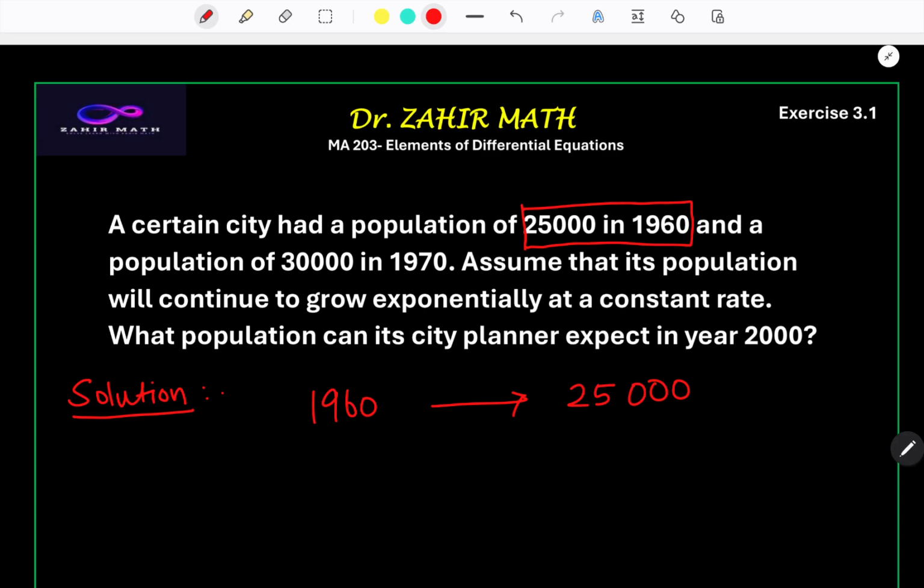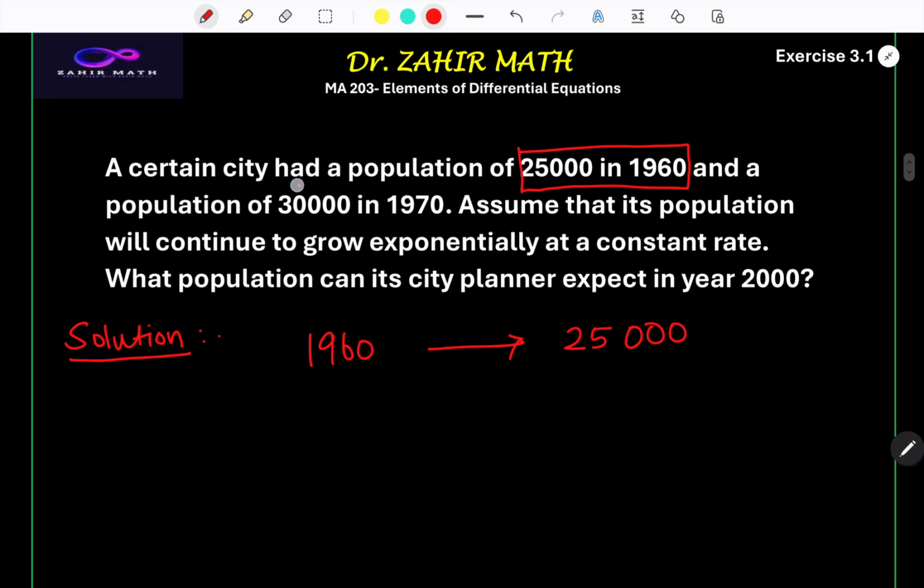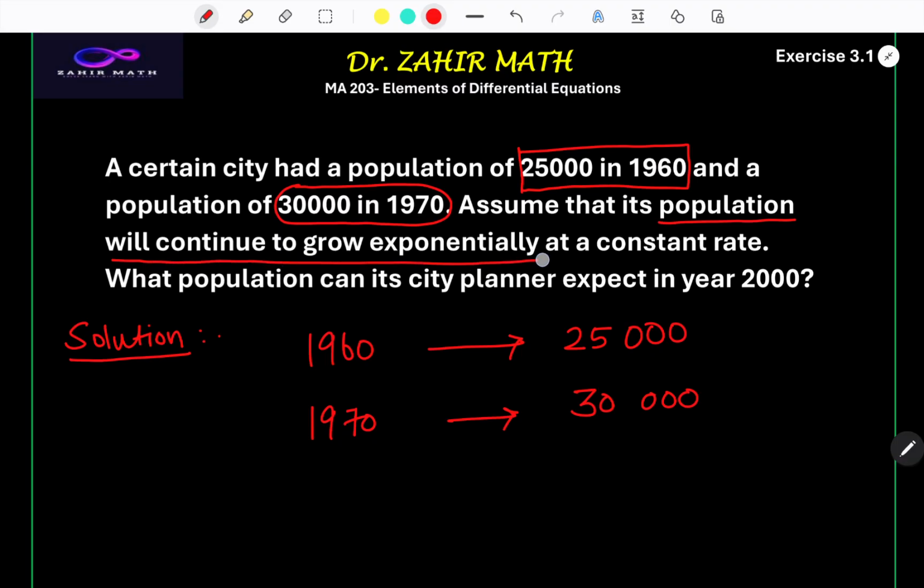Let's take Yanbu for example. And a population of 30,000 in 1970. So every 10 years they are jumping. You just see here, 30,000 population in 1970. Assume that the population will continue to grow exponentially at a constant rate. What population can its city planner expect in the year 2000?